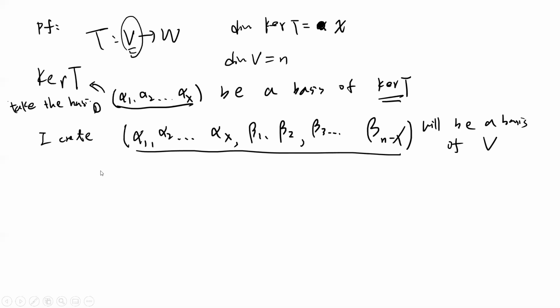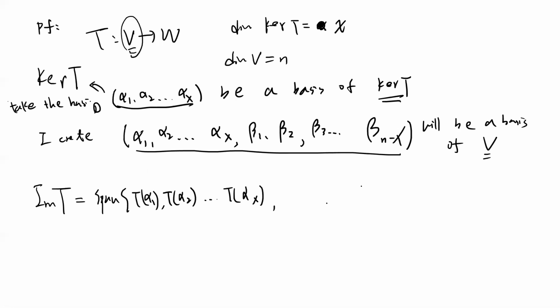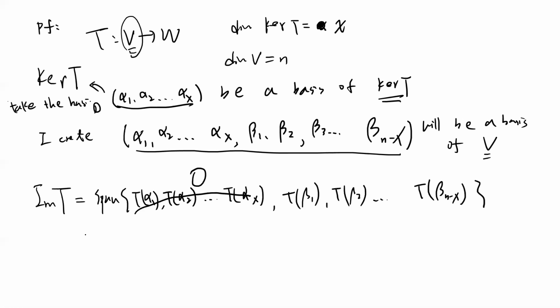Okay, so I know that V is spanned by this. That's talking about the image of T. So the image of T will be just the span of T alpha 1, T alpha 2, up to T alpha x, and T beta 1, T beta 2, up to T beta n minus x. But all the T alphas are 0, so we don't care. So the image of T is the span of T beta 1, T beta 2, up to T beta n minus x.